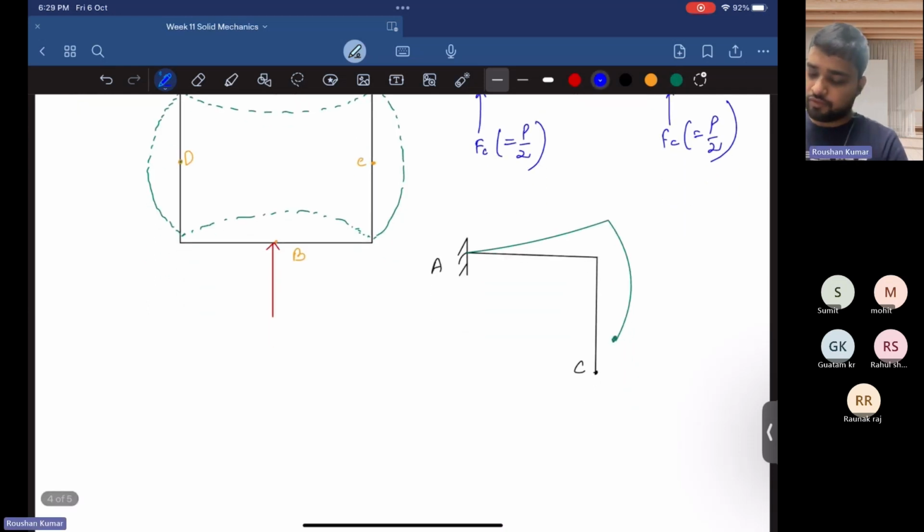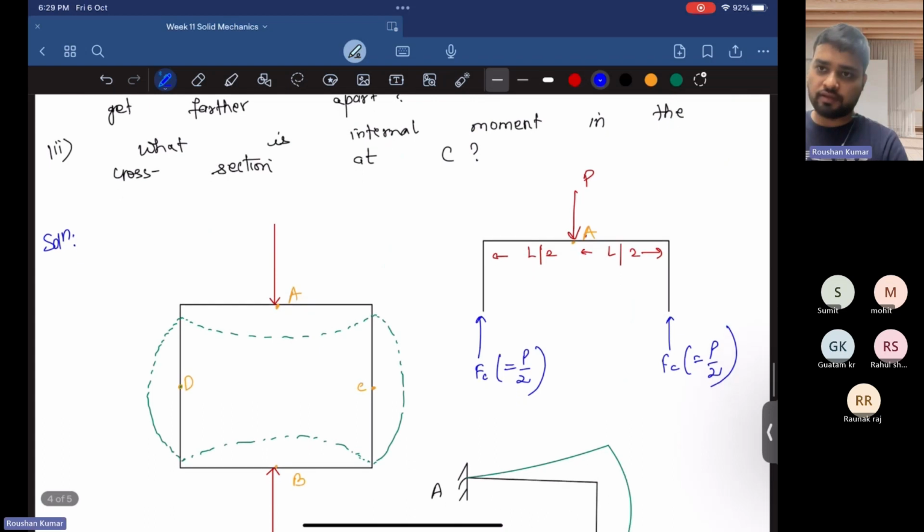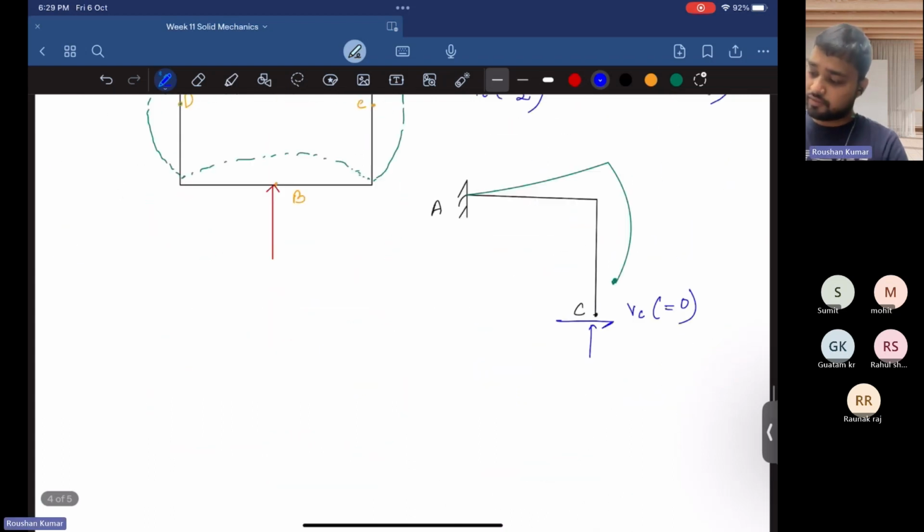So we draw the FBD for the system. Here we are assuming no shear force is acting, that is Vc, which is again 0, because in the question it is already mentioned that there is no shear force due to this deformation. There is some force acting in the upward direction, which is Fc. Here also I have mentioned that, which is Fc equal to P by 2.